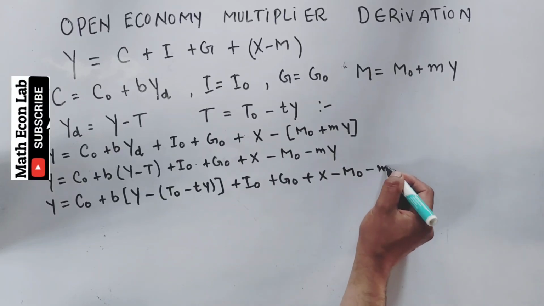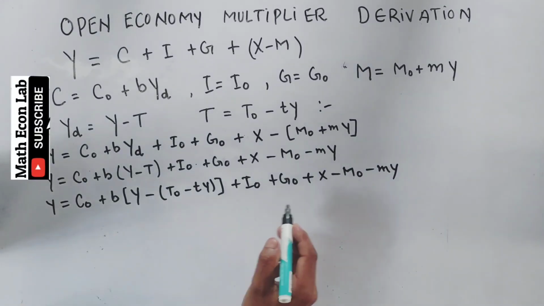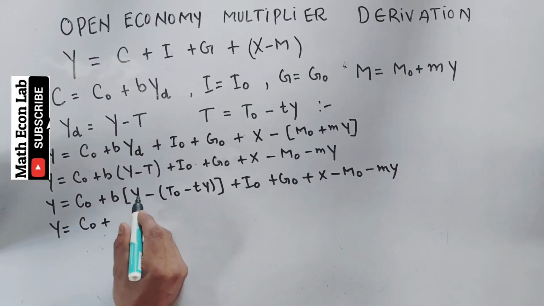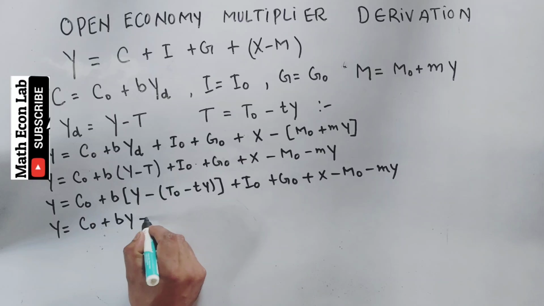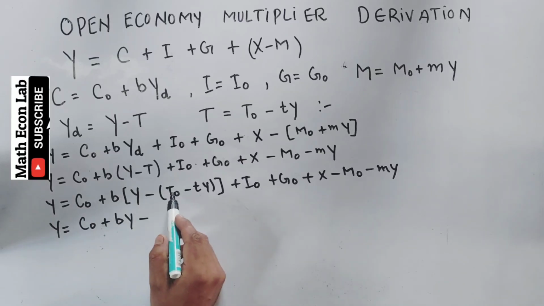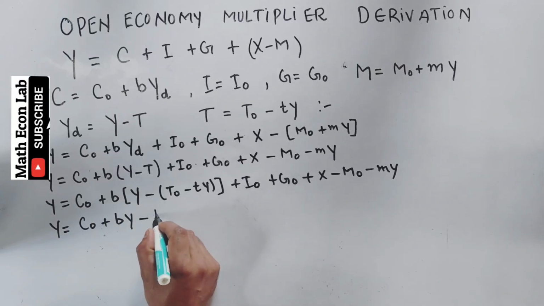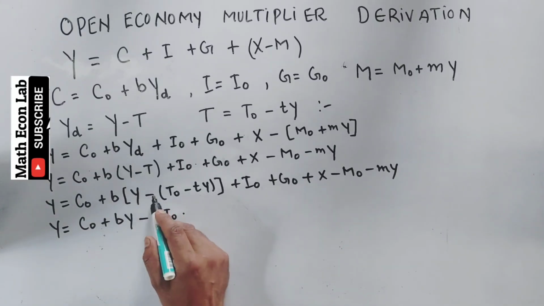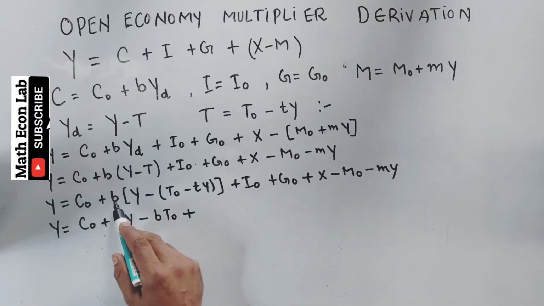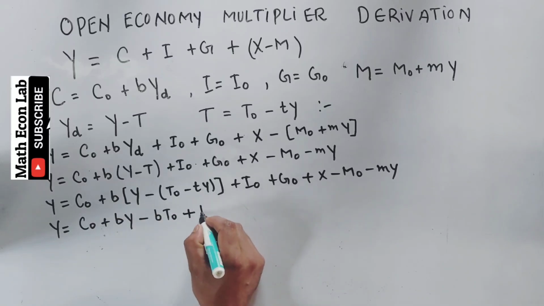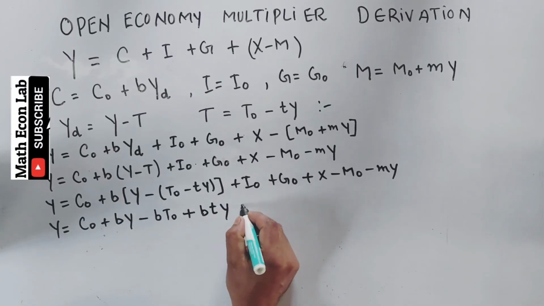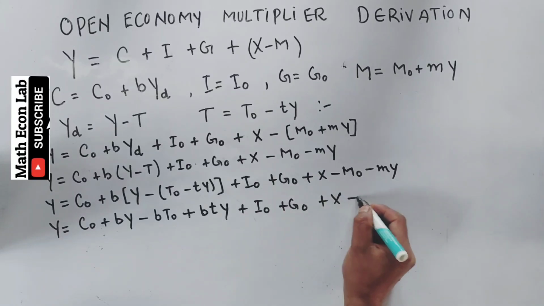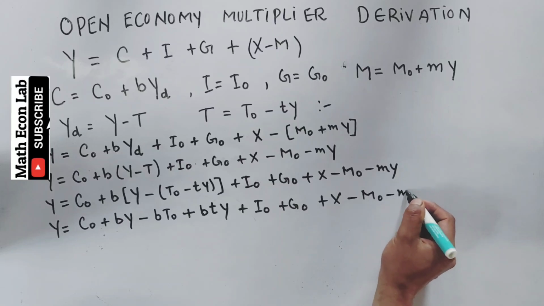Again rewriting it, Y will be equal to C naught plus B times Y minus B times T naught, then minus into minus is plus, so we have plus B t Y, plus I naught, G naught, plus exports minus M naught minus mY.